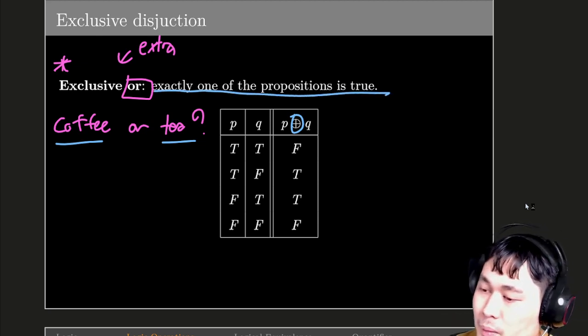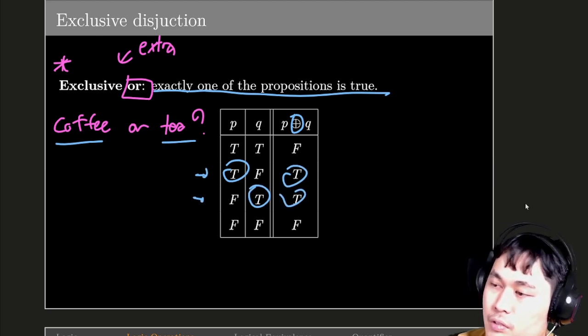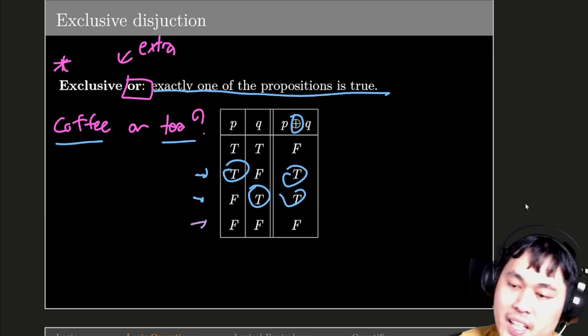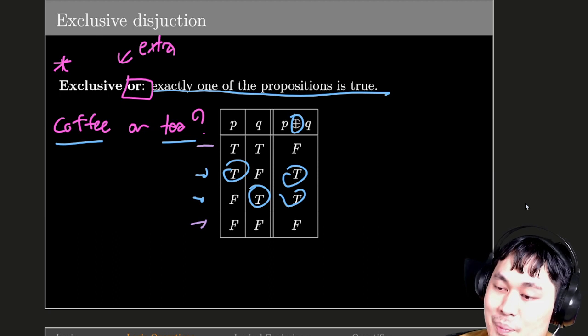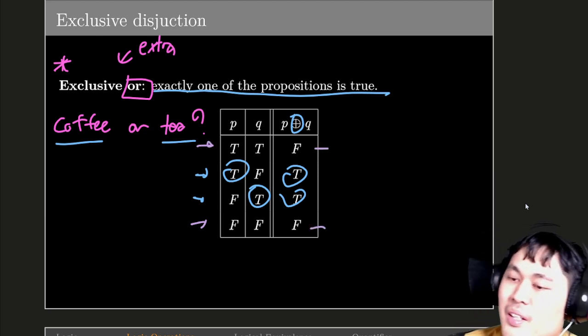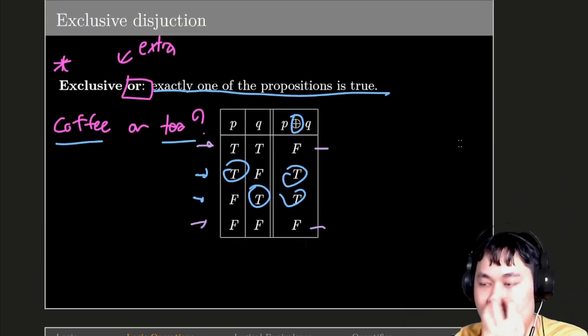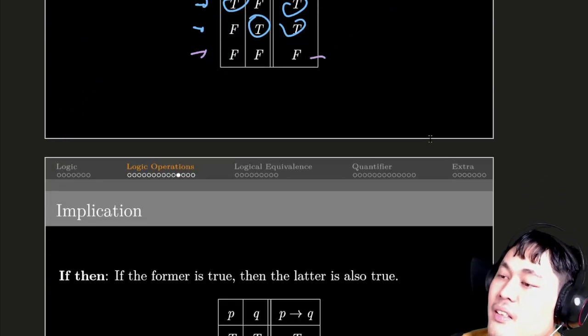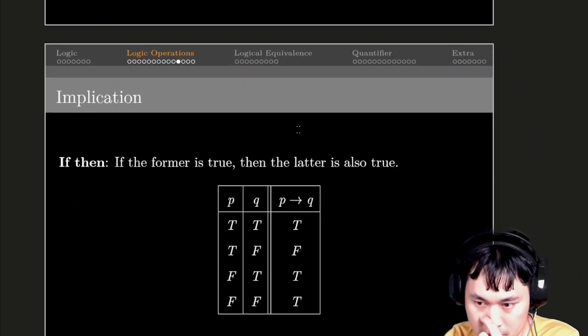So you can see that it's true when exactly one of them is true. If they are both false, then it's false. I get neither coffee nor tea. I'm sad. If I get both tea and coffee in the same cup, I'm so sad because that's not what I want. Just FYI, you don't use that too much.